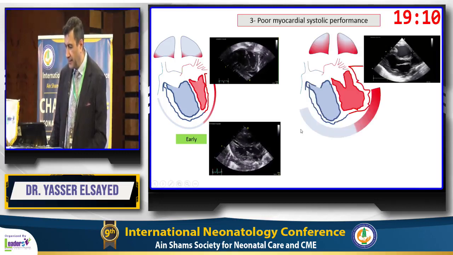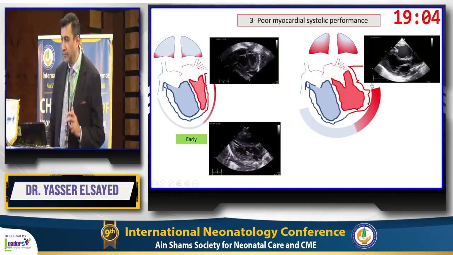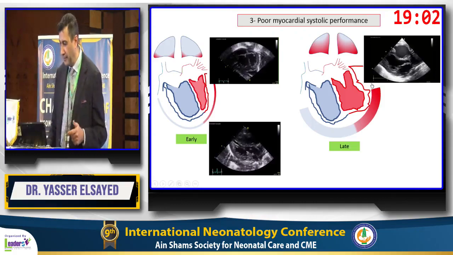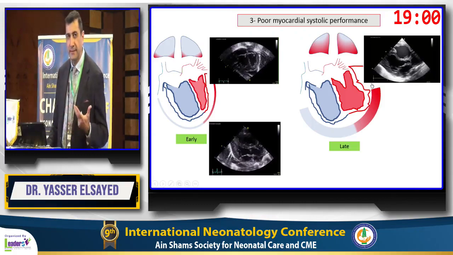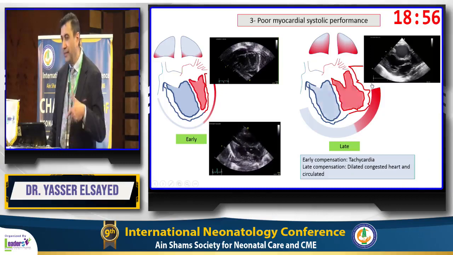That's early. In late stages, you will see the heart very dilated. So with prolonged poor myocardial performance, we'll see dilated cardiomyopathy. The heart is very dilated, and congestive heart failure will be the end result. So early compensation is tachycardia, and late compensation is a dilated, congested heart.